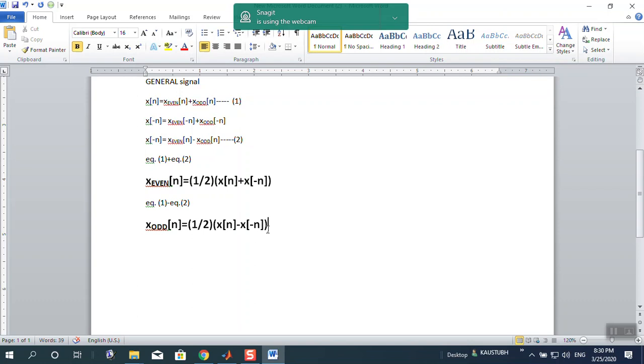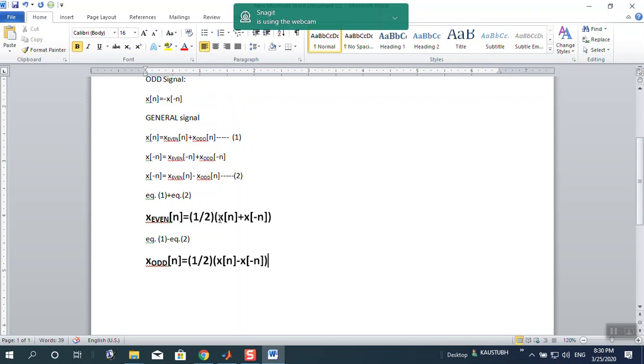So what should be the procedure? Procedure is, for the given signal x of n, you need to find out the folding. This x of minus n is nothing but the folding. Then you need to add it up. The folding part we have already done in the class, how we do the folding of a discrete time signal x of n.